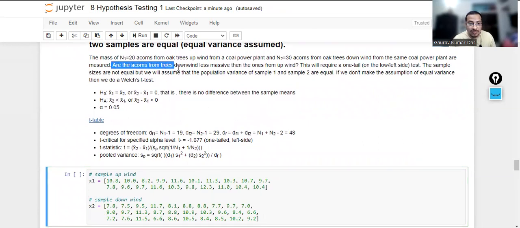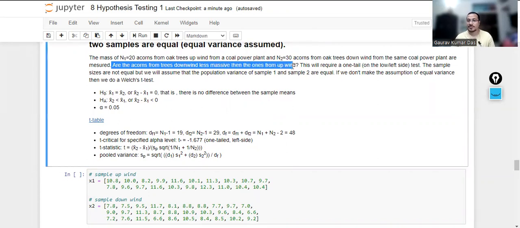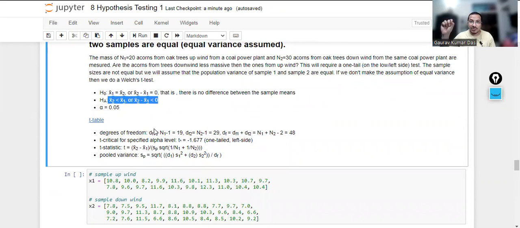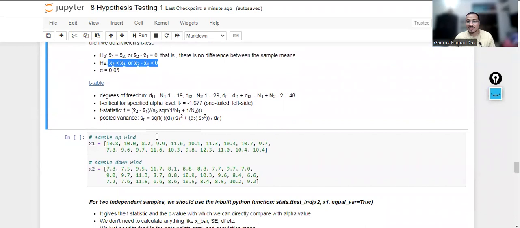Are the acorns from trees downwind less massive than the ones upwind? Less massive than the ones upwind. So upwind is x1, downwind is x2. So they're asking x2 is less than x1. That would be in the alternate hypothesis. So this is a one-tail test, guys. This will be a one-tail test, not a two-tail test, because whatever question is being asked typically falls in the alternate hypothesis, and the more complex statement always forms the alternate hypothesis. They're asking if x2 is less massive than x1, right? So this is what it is, a one-tailed test.